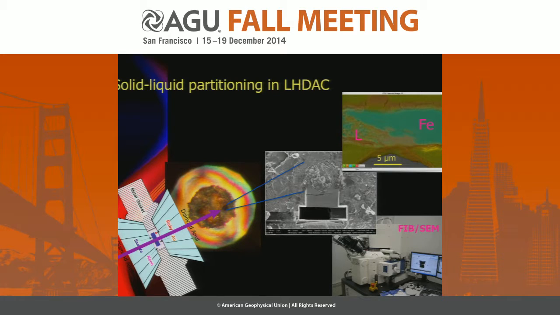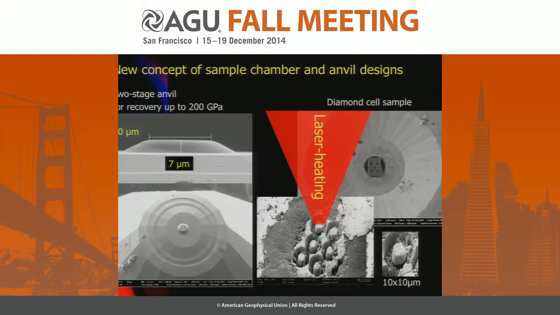That itself sounds straightforward, but the challenge is really the small sample and equilibrium, and how you define these homogeneous compositions. One of the things we have been working on is a new concept of sample chamber and design, to be able to get to higher pressure and still recover the sample. And remember, when you do diffraction, you can bring up the beam at the synchrotron and go as high in pressure as you want and break the diamond. But with this type of experiment, you really have to think ahead, because you want to recover the sample.